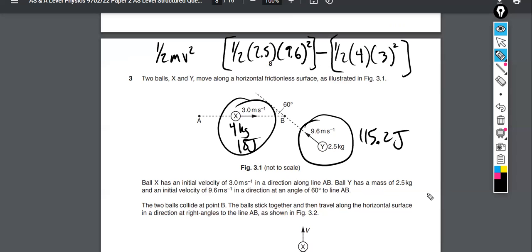So 115.2 minus 18 for the delta KE, right? We want the difference in kinetic energy. That's going to be 97 joules. All right, this has been a worked example assessing your mastery of the learning objective. State and apply the principle of conservation of momentum in 1 and 2 dimensions with a bonus kinetic energy calculation.